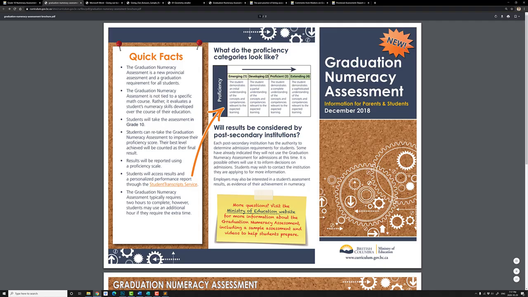Finally, let's click on the parent brochure. So here's some interesting information. Students can retake the numeracy assessment to improve their proficiency score. And their best level achieved will be counted as their final result. So aim high and keep trying.